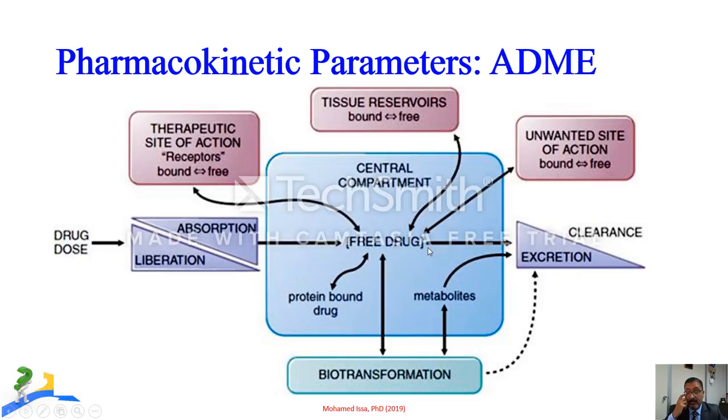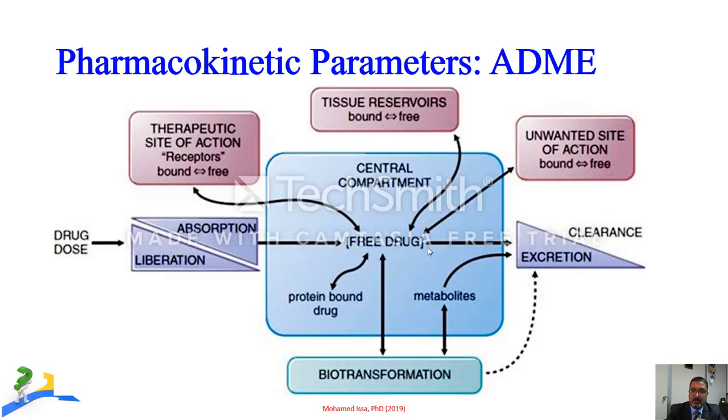So being bound to plasma proteins, to albumin, we can consider it a way of extending the drug half-life in the body. Drugs that are strongly bound to albumin stay for a longer time in the body. But be careful, they cannot reach the site of action, so they are not active. They are stored there, but they are not exerting any action at all.